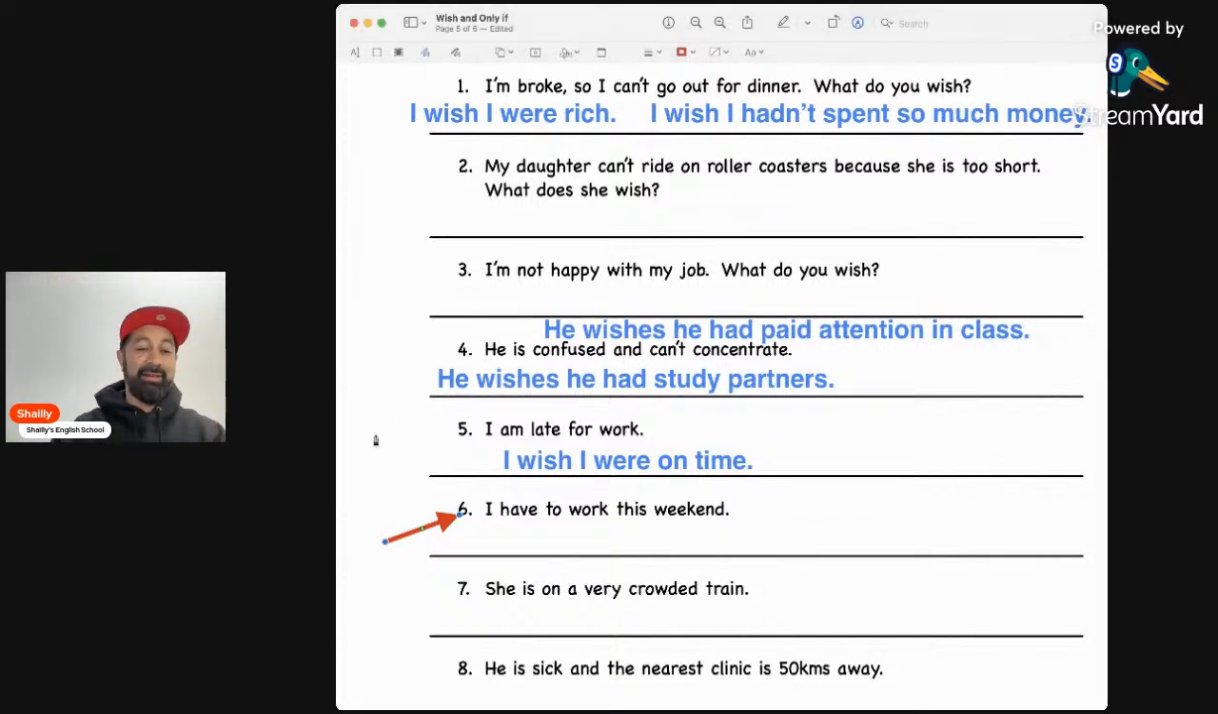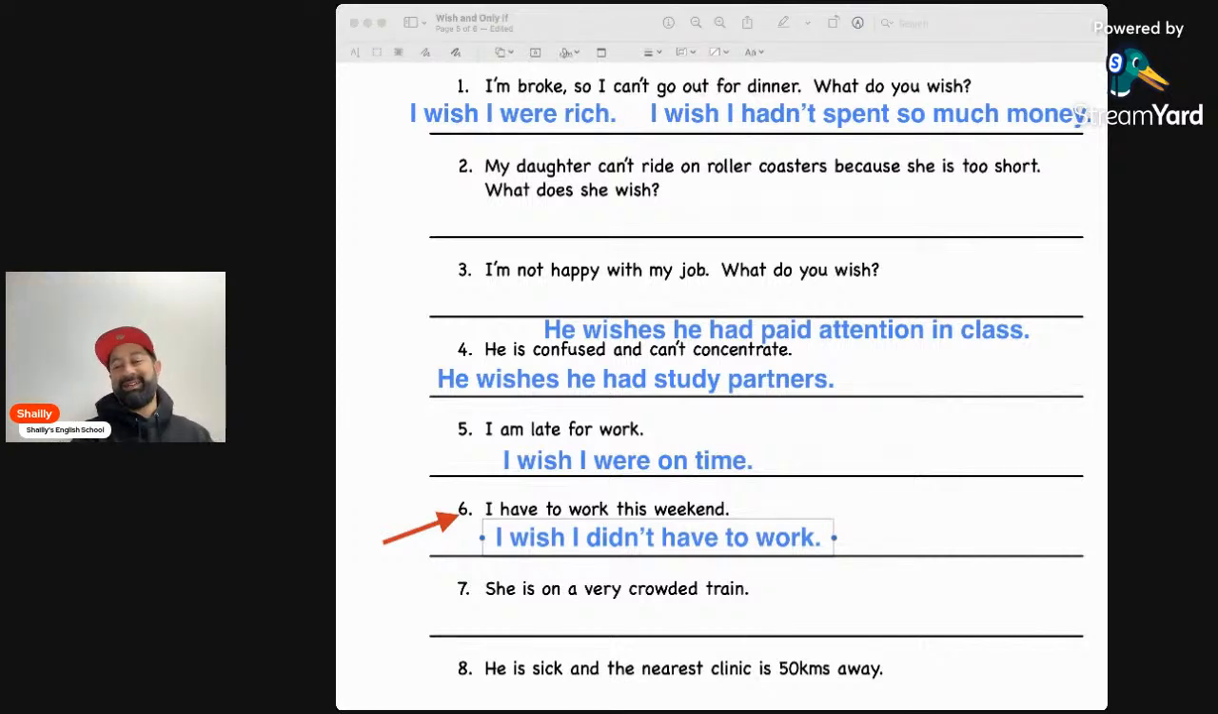That's a very common sentence, I think. You know, we often are thinking that. Oh, I wish I didn't have to work. That's the easiest one. Are there any other example sentences?